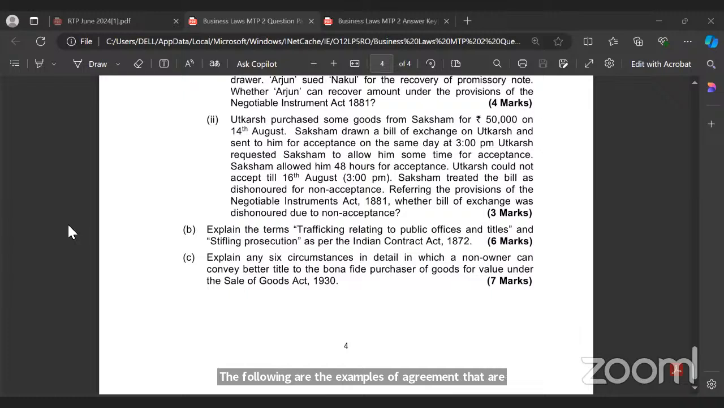The following are the examples of agreements that are void since they are tantamount to sale of public offices. First one, an agreement to pay money to a public servant in order to induce him to retire from his office so that another person may secure the appointment is void. Muthuswamy versus Swaminathan. Remember I told you this case. Second one, an agreement to procure a public recognition like Padma Vibhushan for reward is void.